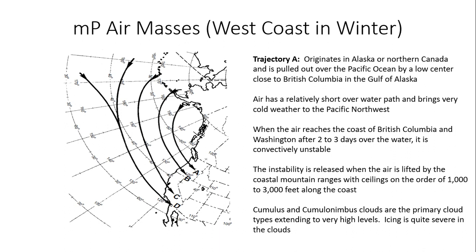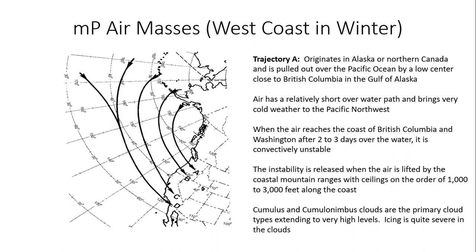The instability is released when the air is lifted by the Pacific Coast Range, the Cascade Mountains, for example. I'm in the wrong state. The Cascade Mountains are going to lift this air mass up, and it's going to reduce ceilings, where the cloud decks are located on the order of 1,000 to 3,000 feet along the coast. A lot of the heavier precipitation is going to fall on the windward side of the Cascade Mountain Range of Washington.